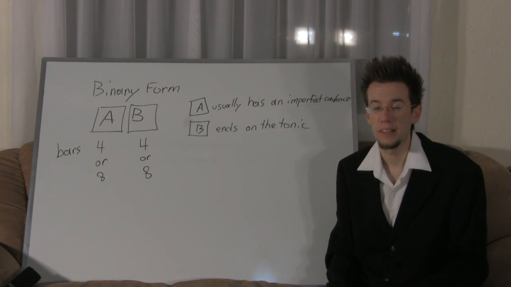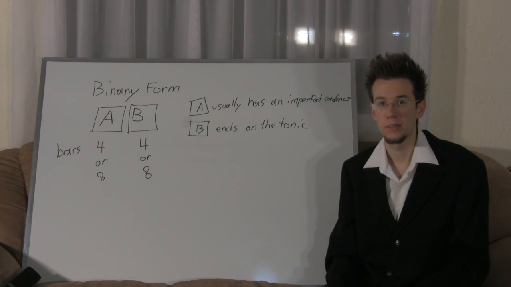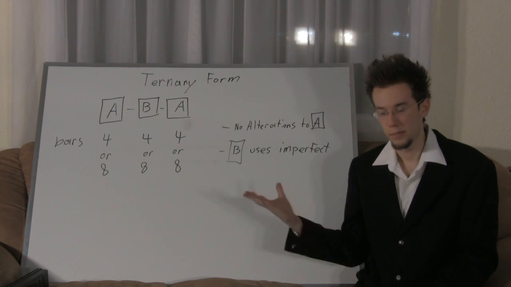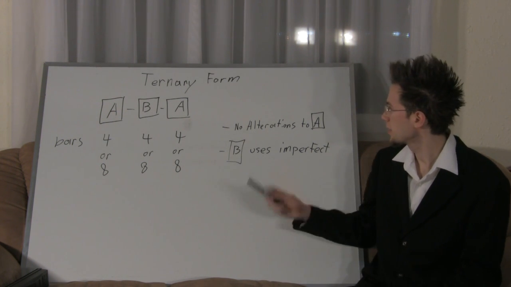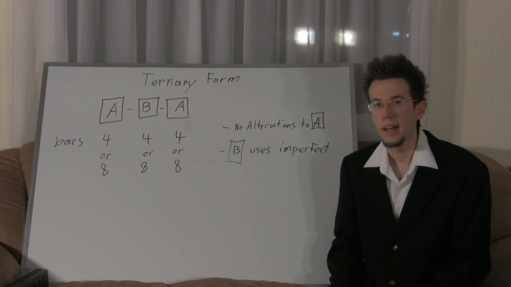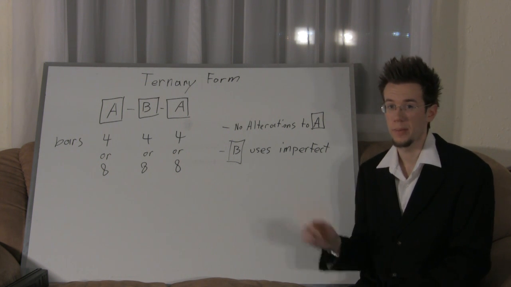Alright, so now let's move along to the next and the only other one that I'm going to show right now. Okay, so the next form or style that we've got here is called ternary form. Okay, now again, we're only using A and B, but we're using them in a different way.